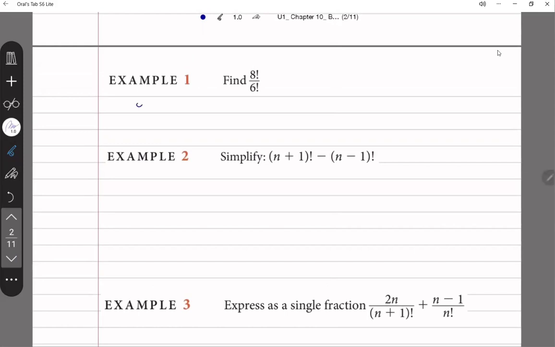Now, 8 factorial divided by 6 factorial is the same as saying 8 times 7 times 6 factorial over 6 factorial. 6 factorial cancels 6 factorial. So your answer is equal to 8 times 7, which is what, 56? The answer is 56. Example 2 is asking you to simplify n plus 1 factorial minus n minus 1 factorial.